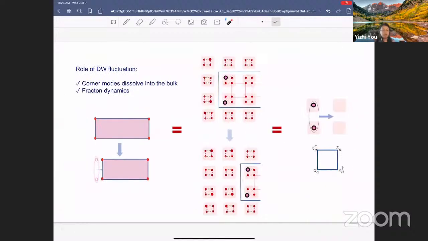There are different ways for a domain wall to fluctuate. Suppose I have a domain wall like this, or this is a more concrete illustration. In principle, if I have a rectangle shaped large domain wall, it can shrink in different directions. Suppose the domain wall shrinks in this direction. Previously we have two spin 1/2 degrees of freedom here. And once the domain wall shrinks, the two spin 1/2 degrees of freedom living at the corners of the domain wall will also hop and fluctuate in space. So these two spin 1/2 degrees of freedom are annihilated here and they are again created here.